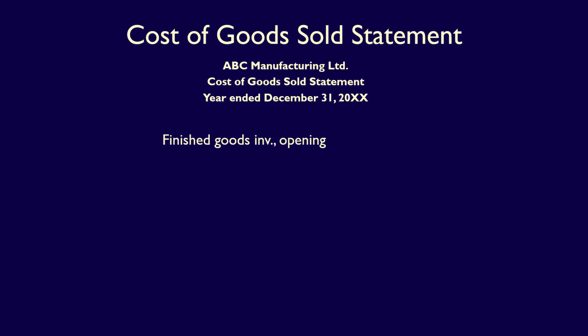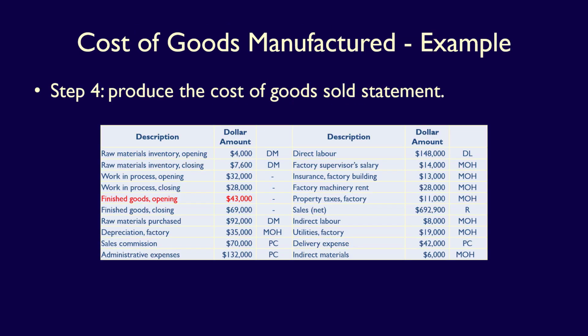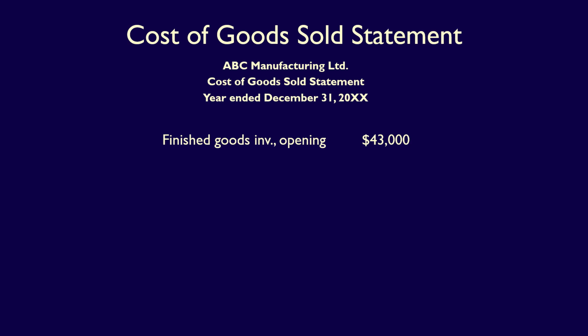We then start with the opening or beginning finished goods inventory, which we get from our listing, $43,000. This is the finished goods which were on the shelf at the start of the period, equal to the ending finished goods inventory from the prior period. Remember, these at the beginning of the year were unsold. It's the first item in our cost of goods sold statement, $43,000.